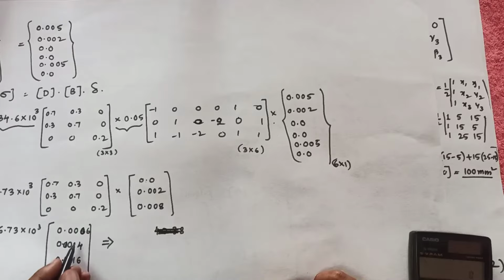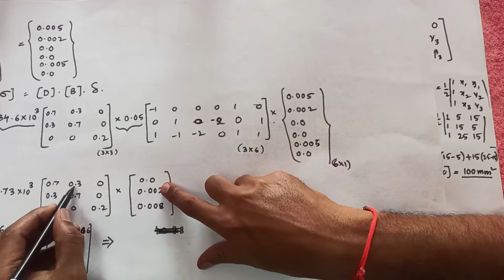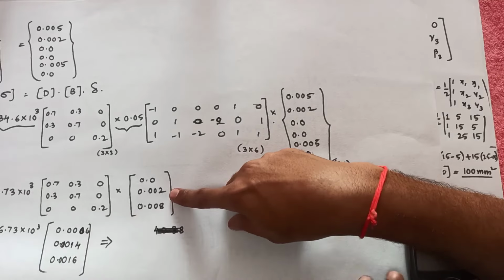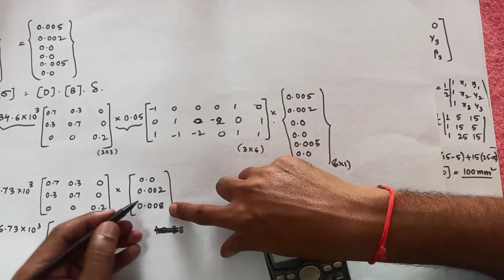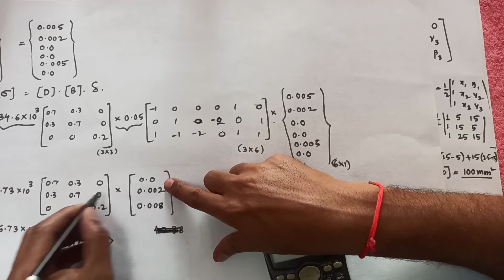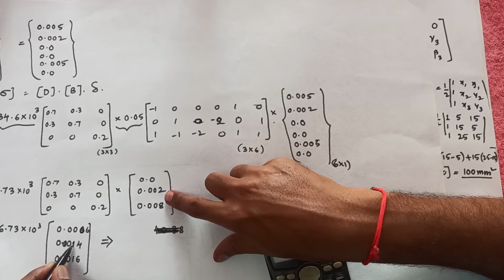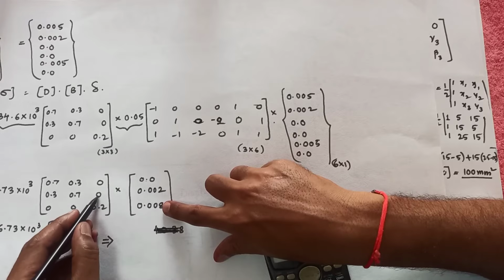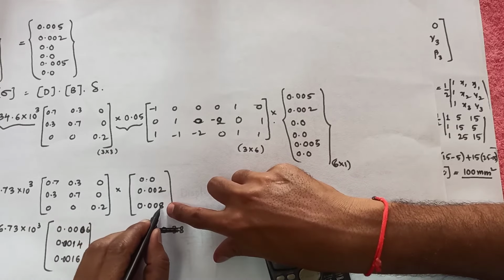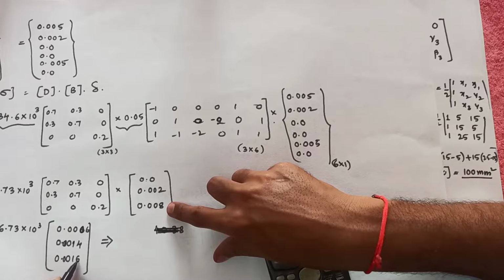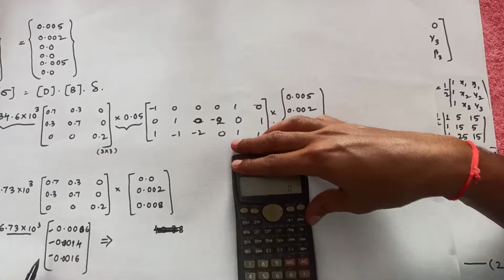Okay, now we can multiply these two matrices, so it is 6.73 into 10 power of 3. Now we will multiply 0.7 into 0, you will get 0, 0.3 into 0.002, so you will get 0.0006, and 0 into 0 you will get 0, next 0.3 into 0 you will get 0, 0.7 into 0.002, so we will get 0.0014, now finally 0 into this value 0, then 0.2 into 0.008, so we will get 0.0016. So now we will make the multiplication individually.